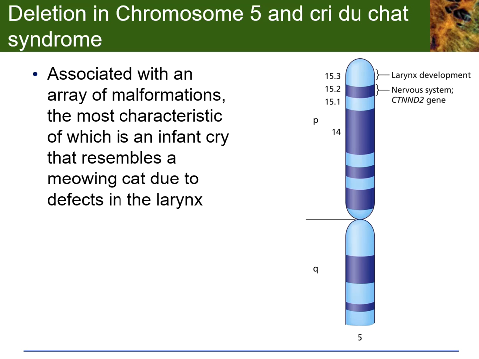Okay, deletion in chromosome 5 and Cri-du-Chat syndrome, associated with an array of malformations, the most characteristic of which is an infant cry that resembles a meowing cat due to defects in the larynx. So you can see here chromosome 5, P arm, and the 15 band it looks like here, they all start with 15, and then in regions 2 and 3, right? Nervous system, particular gene there, and then larynx development.